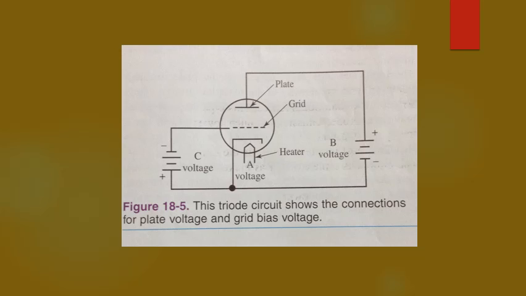A triode with both plate and grid voltages is shown in figure 18-5. Notice that the grid bias battery has its negative terminal connected to the grid. In electronic work, these voltages have specific names such as A, B, and C. The A voltage is for the heaters in the tube. The B voltage is for the plate of the tube. The C voltage is for the grid of the tube.